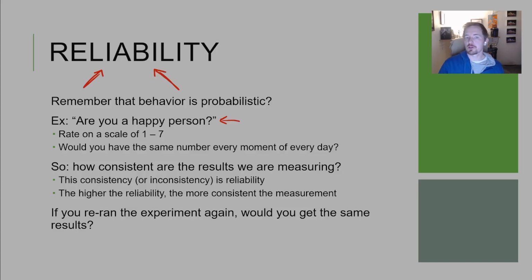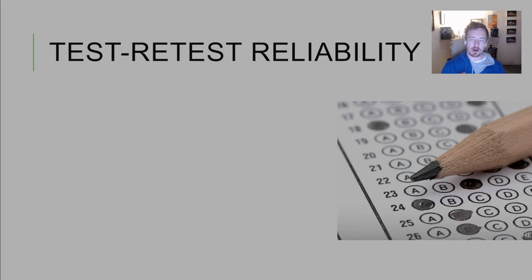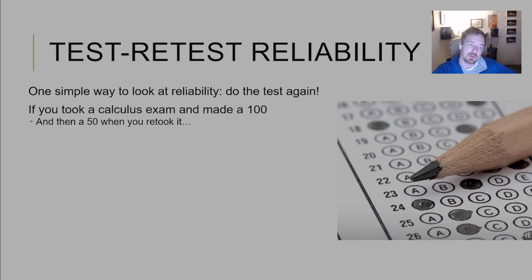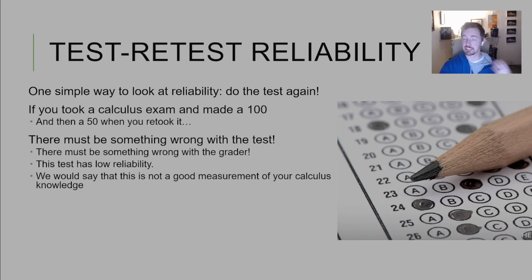So another way to think about this is, if we reran this experiment again, would we get the same results with these participants? So there are a few different kinds of reliability that we're going to talk about. You can find these in your book as well. Test-retest reliability, this is very easy. If we want to make sure that our measurements are reliable, we can just do the same thing again.